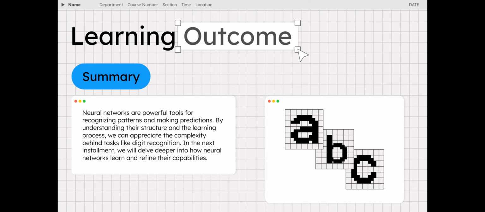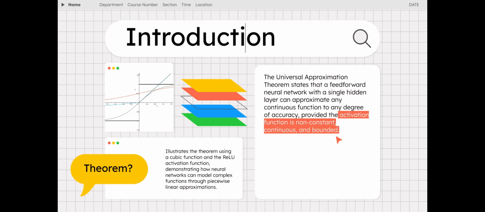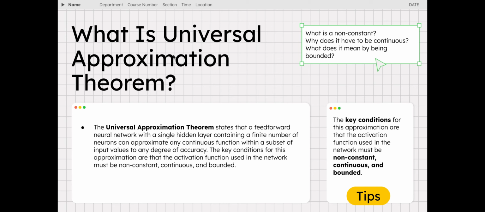Now we're going to talk about the universal approximation theorem, which states that a feedforward neural network with a single hidden layer can approximate any continuous function to any degree of accuracy, provided the activation function is non-constant, continuous, and bounded. So what is the universal approximation theorem? In general, it states that a feedforward neural network with a single hidden layer containing a finite number of neurons can approximate any continuous function on a subset of input values to any degree of accuracy. The key condition is that the activation functions used in the network must be non-constant, continuous, and bounded.